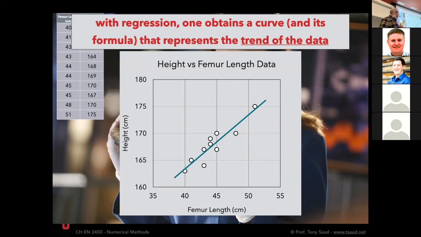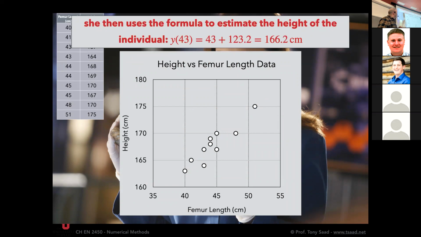And doing that, she can draw this line with the formula y equals x plus 123.2. That's in centimeters. And then she takes that formula and plugs in 43 centimeters for the femur, and she gets a person's height of 166.2 centimeters.